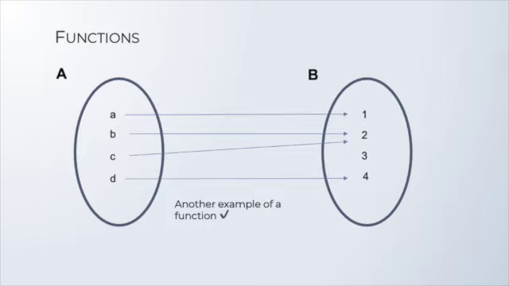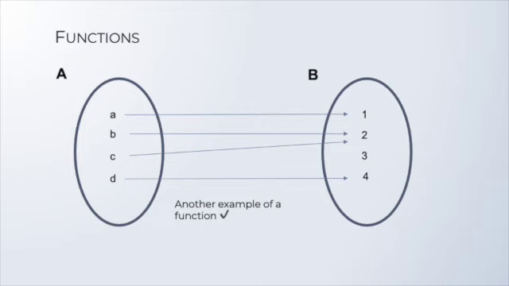This second pairing also fits our definition, and so it counts as a function as well. Again, to every member of A, there corresponds only one member of B. You can think of the members of A as inputs to the function, and the function as a sort of machine, and the members of B as the outputs of this machine. So in this case, it just so happens that there are two inputs that lead to the same output, but that is okay, that's permitted by the definition. The only thing that is forbidden is one input leading to two or more outputs.